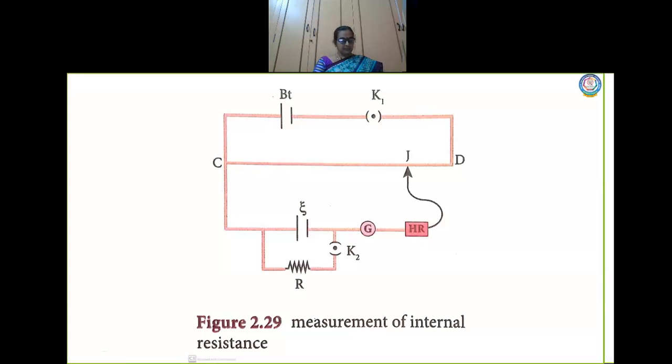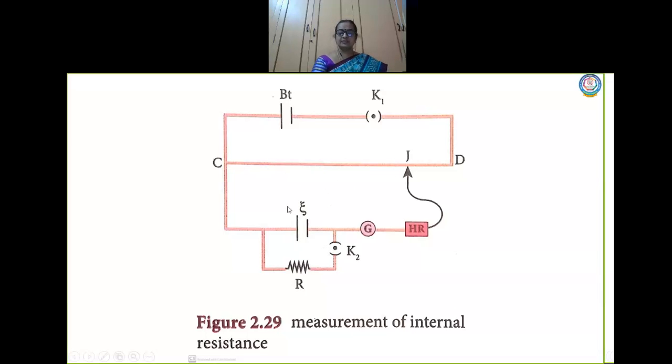Now how the experiment goes on. A resistance box and key K2 are connected across the cell, with K2 open. So initially this circuit is open. With K2 open, the balancing point J is obtained. With K2 open, in the sense this resistance is not included in the circuit. That is what they are trying to mean. If K2 is closed, this resistance is included in the circuit. K2 open in the sense the resistance is not included. In the absence of the external resistance, find out the balancing length, which will give the value of the EMF of the cell.